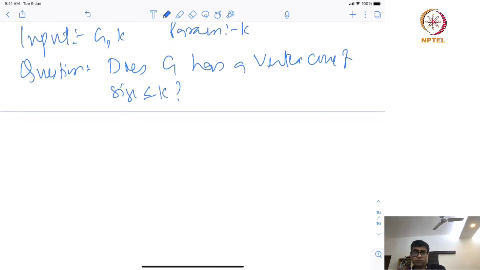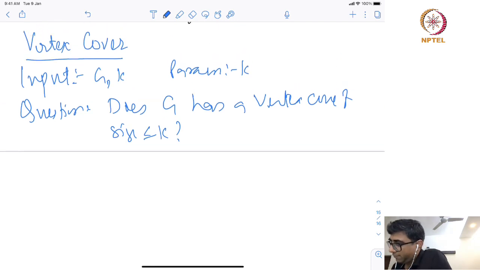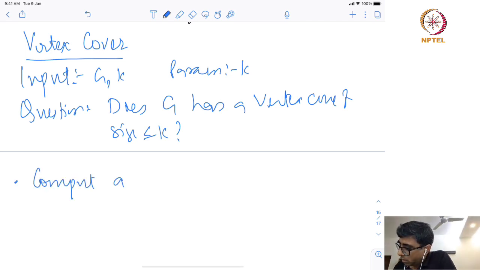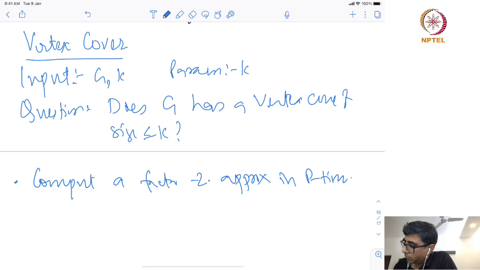Now, here is a way to deal with this problem. Compute a factor 2 approximation in polynomial time. If the size of the solution is strictly more than 2k, say no.